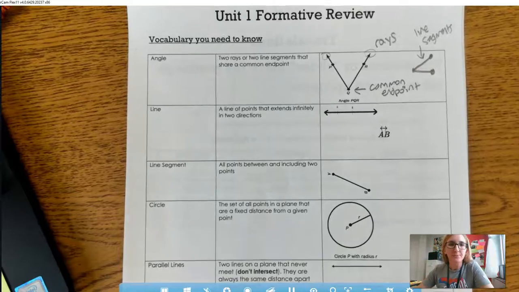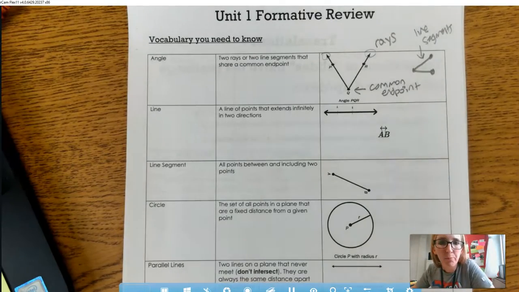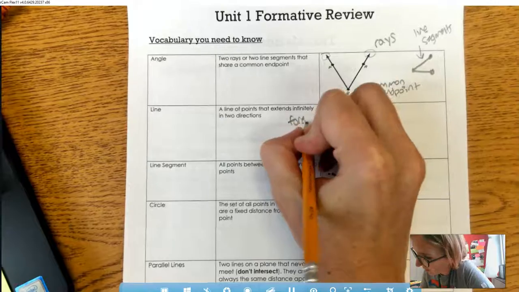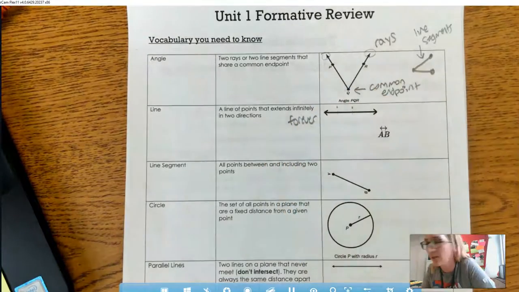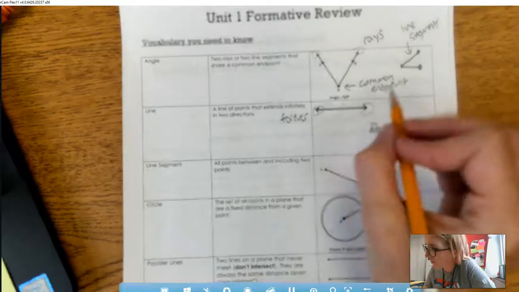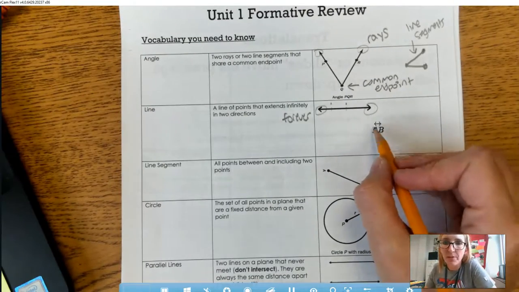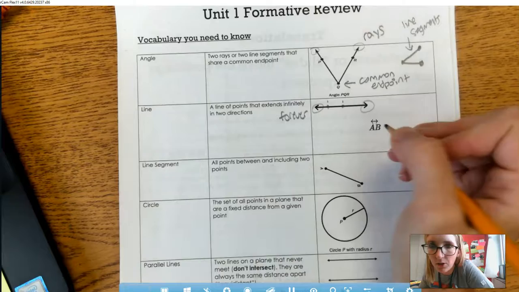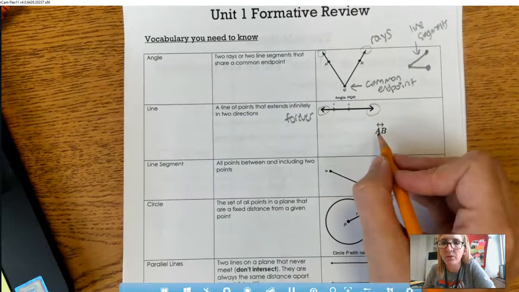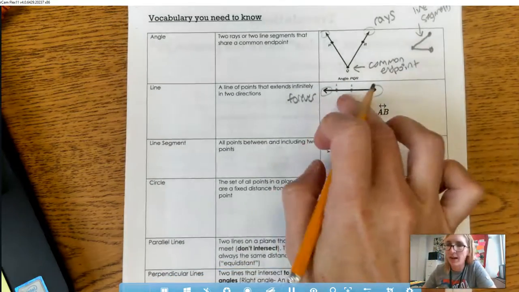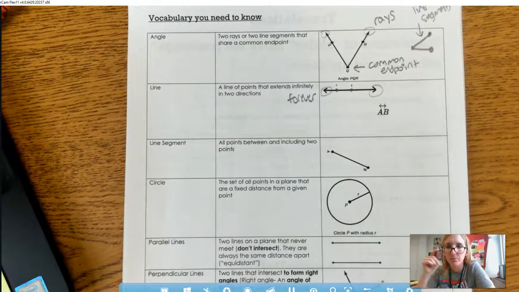All right, line. A line of points that extends infinitely, which means forever, in two directions. And you can see the notation here has arrows on both ends. That means it continues to go on. So like right here, this is point A and this is point B. You can see the labels. So we would call this line AB, and we'd use this little notation of a line up top to designate line AB, so you know what line we're talking about.